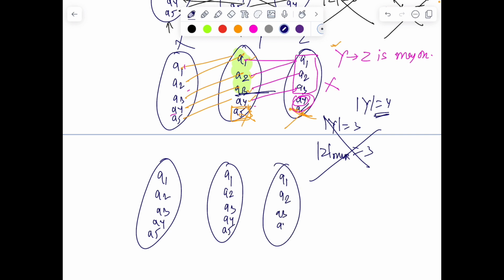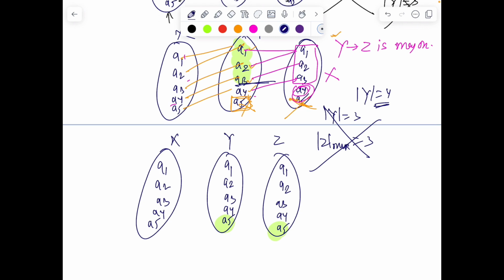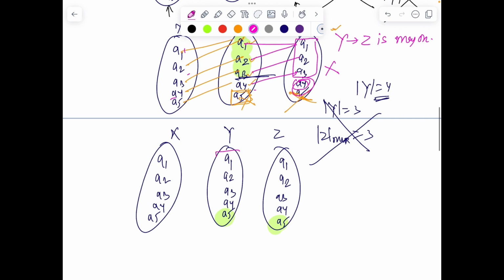A1, A2, A3, A4, A5. Now suppose I leave out A5, so A5 will be left in the Z set also. So I could have selected A1 to A4, 5C4 ways. Once I have selected this, I have a way to map them. In how many ways can I map them?